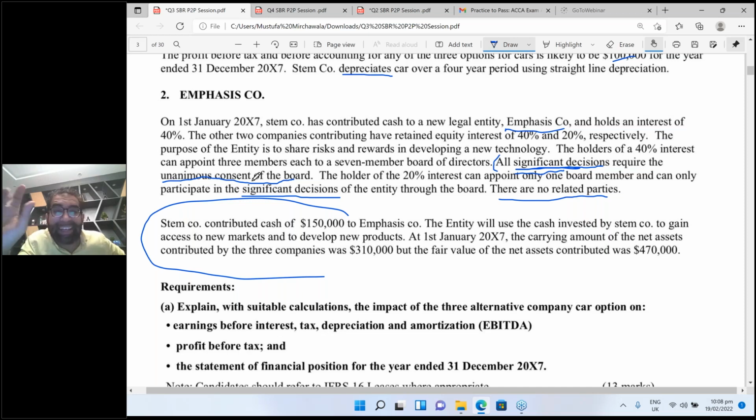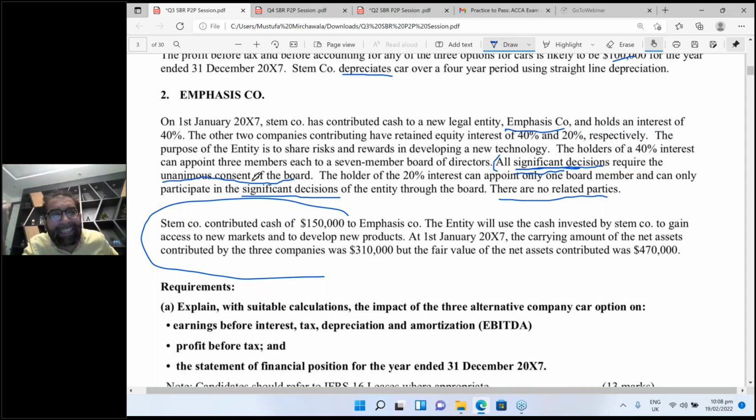See the technique of the examiner. Just think, the examiner is so sharp. He's saying the 20% interest can appoint only 1 board member. 1 is enough, because 1 guy can pull the chain.